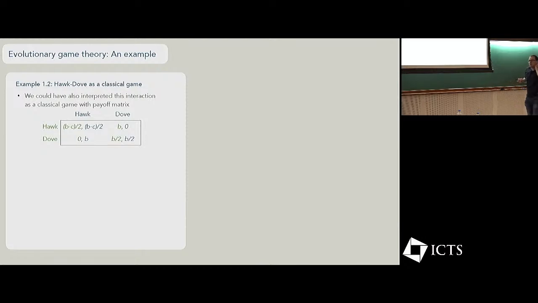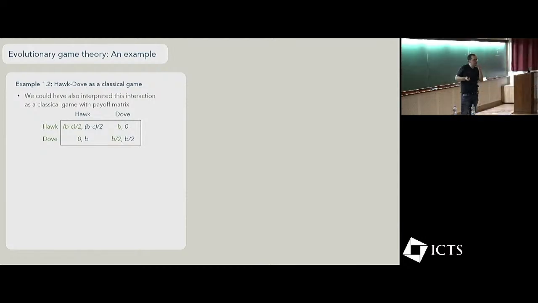You could think now, okay, I understood this naive evolutionary approach, but how does it actually compare to the classical static approach of doing game theory? And so it's the same game. I wrote again now the payoff matrix.